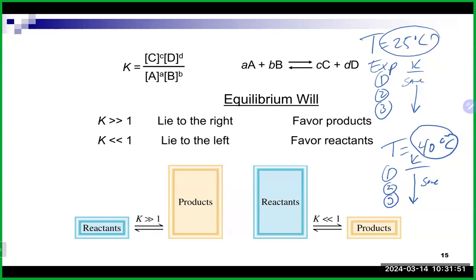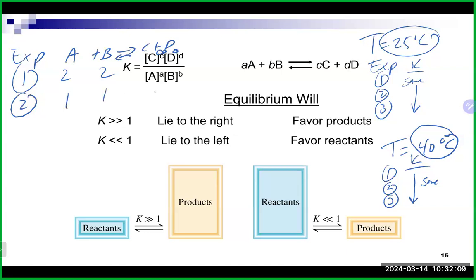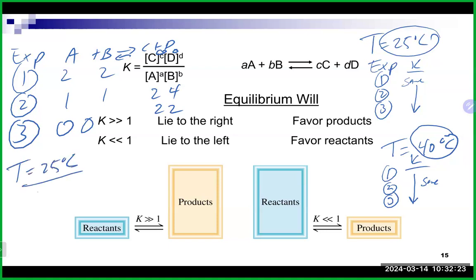For example, if I did experiment 1, let's just say we had A and B going to C plus D. Let's say in experiment 1, I used 2 of this guy, 2 of this guy, and none of these guys. And then I did experiment 2, where I used 1 of this guy, 1 of this guy, maybe 2 and 4 of this guy. And then maybe experiment 3, I did none of the reactants, but maybe I did 2 and 2 of our products. All of those, when they come to equilibrium, as long as my temperature stays, say, 25 degrees for all of them, they will all come to the same equilibrium constant.